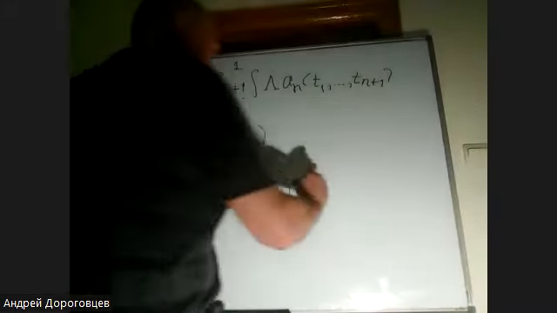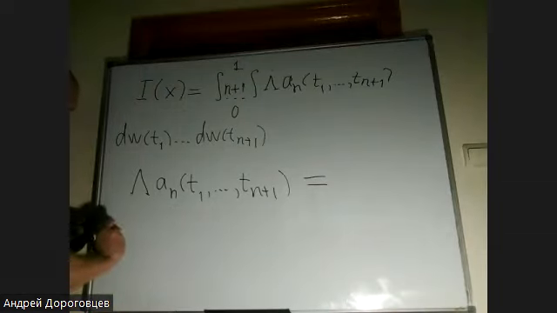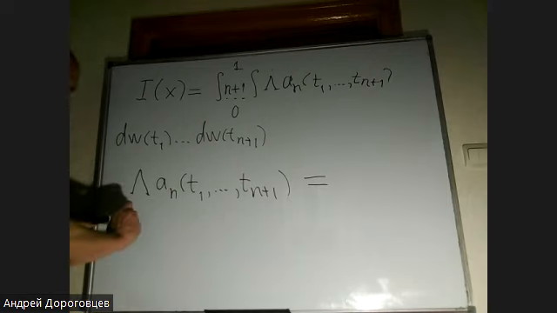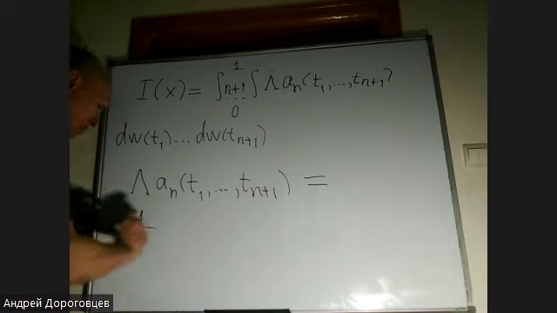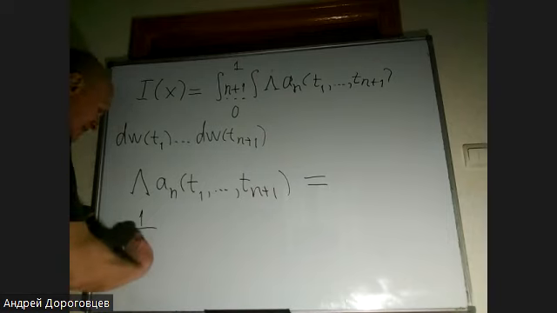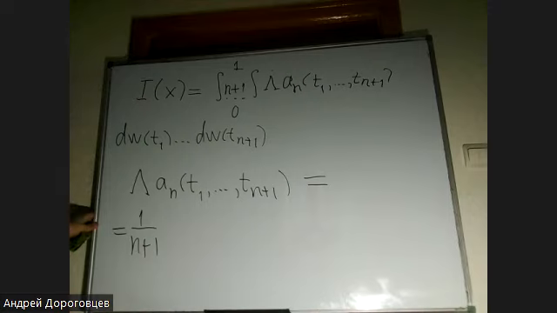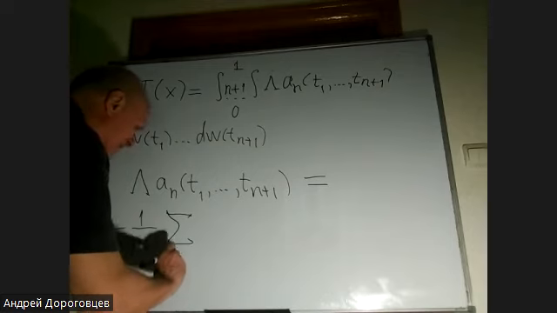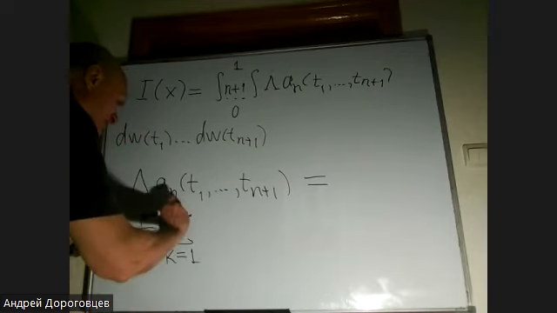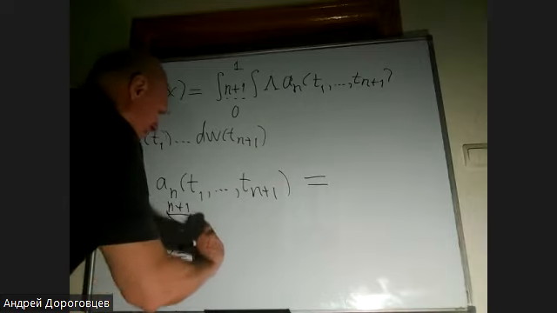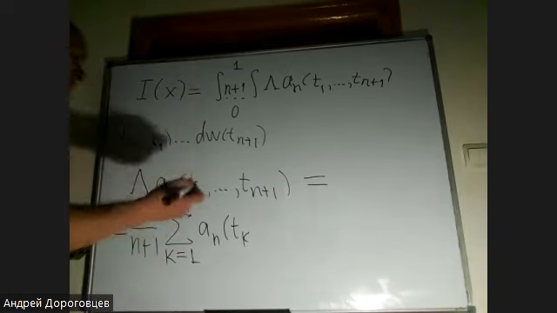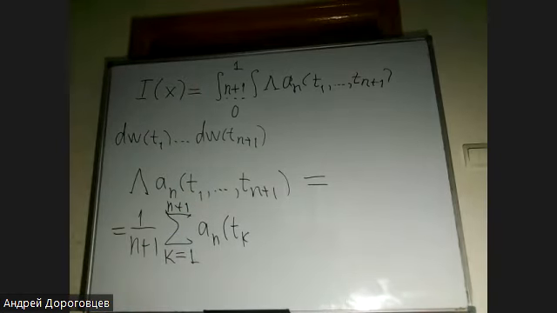So in order to have a symmetric kernel, we just must put one variable, t1, on every place in this kernel. So I can say that it is equal to the following sum: 1 over n plus 1, the sum from k equal 1 to n plus 1 of a_n, where we put t_k, just one variable here.